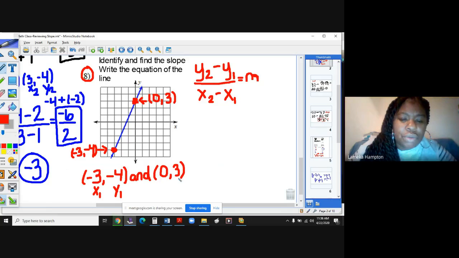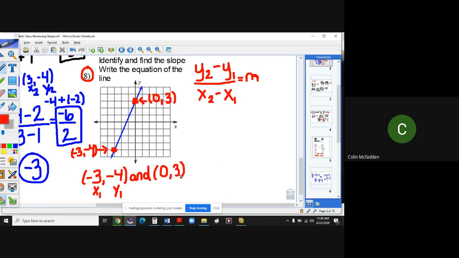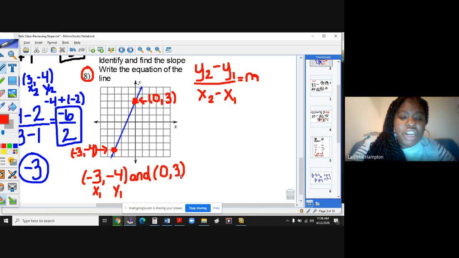Out of 0 and 3, one of those numbers represents x2. It's going to be zero. No, not the 0. Which coordinate is the y coordinate, the 0 or the 3? The three. Very good. So that means this is going to be represented as my y2. Therefore, 0 would be my x2. Make sure y'all can see that.